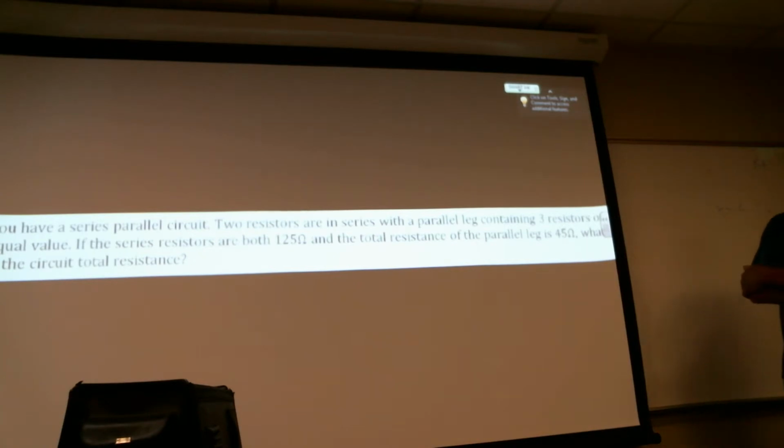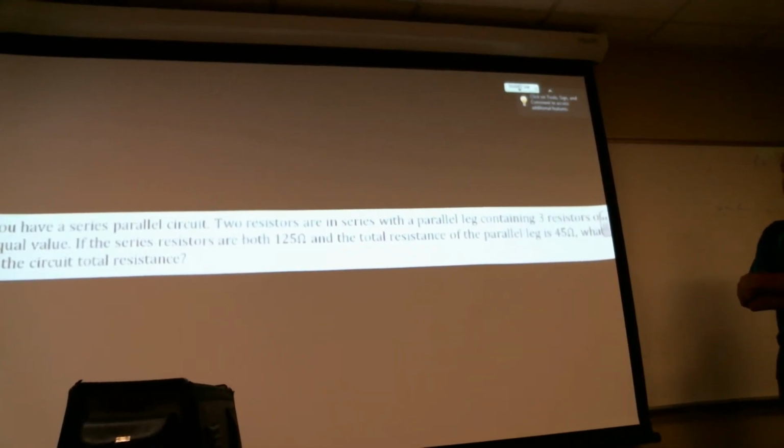You have a series parallel circuit. 2 resistors are in series with a parallel leg containing 3 resistors of equal value. The series resistors are both 125 ohms, and the total resistance of the parallel leg is 45 ohms. What is the circuit total resistance?